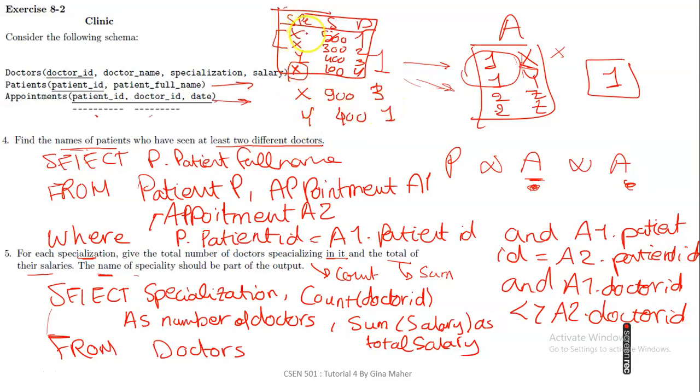So at the end, we should group all the doctors with the same specialization. How can we do so in SQL? By writing group by, and here we are going to group by the specialization. Group by specialization.